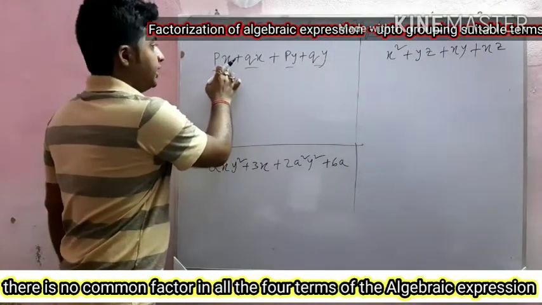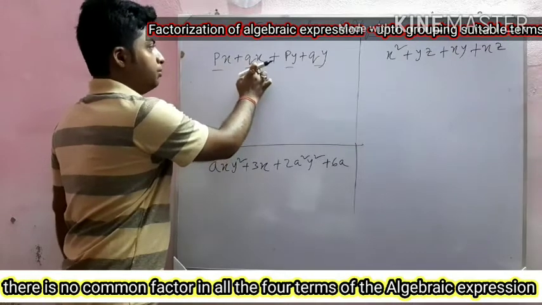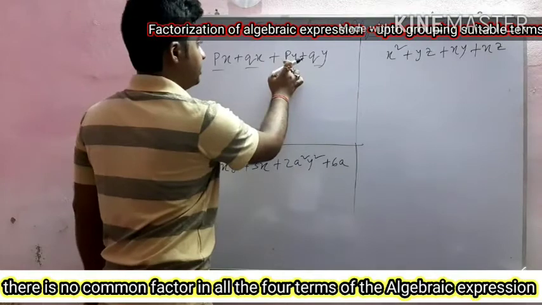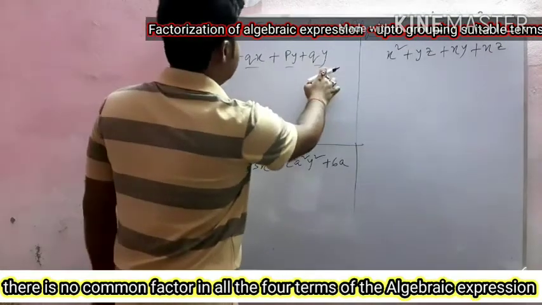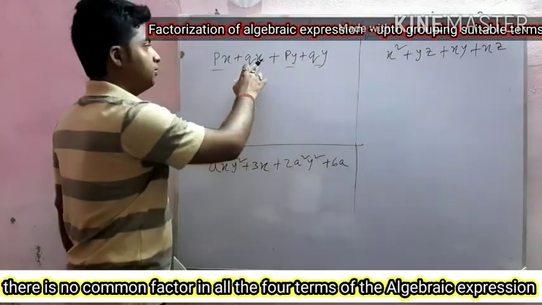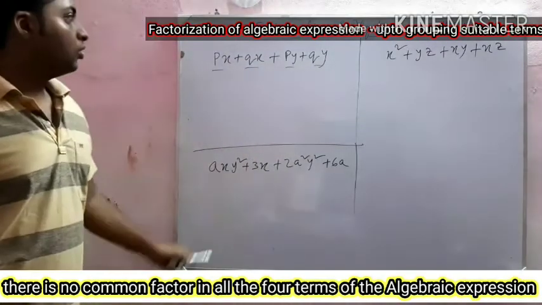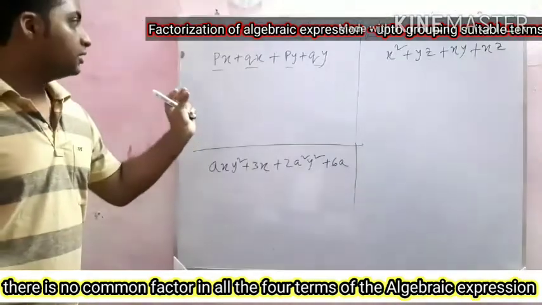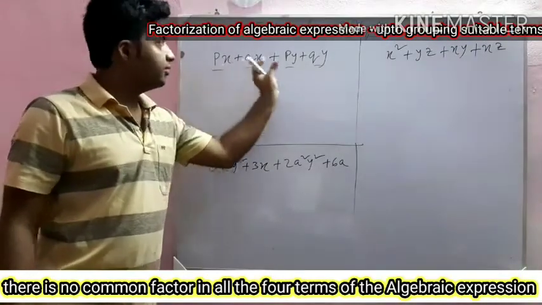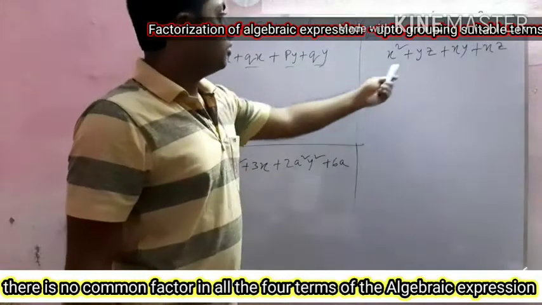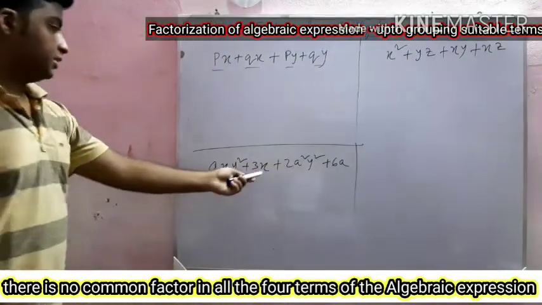I have p and x here, but I don't have p here. I have qx here, but I don't have the x and q here. I have qy here, but I don't have the x or p at the last term, right? So no single term is common in each and every term. Here also, for the other problems, you can see the same thing.